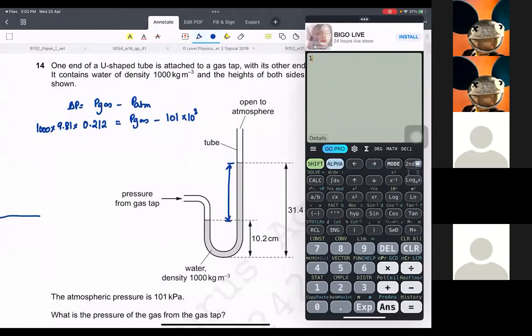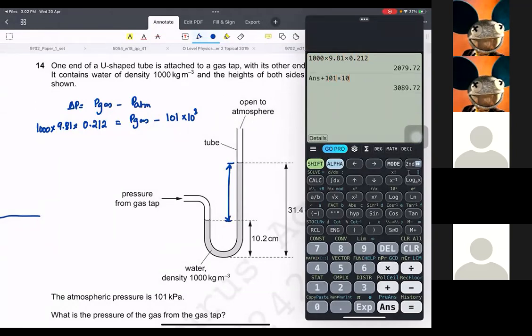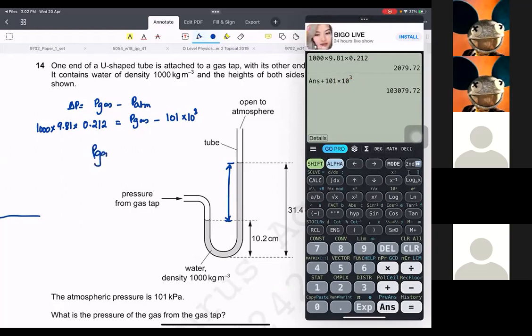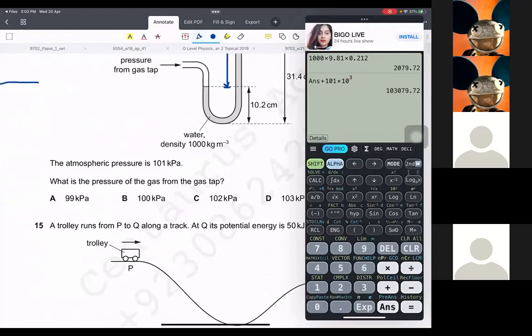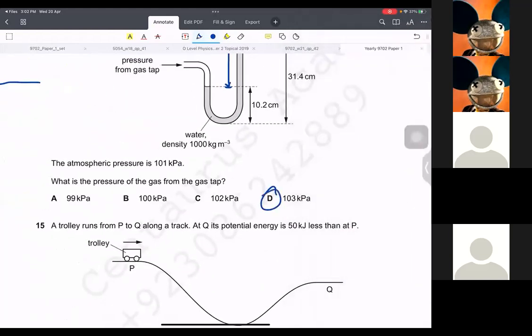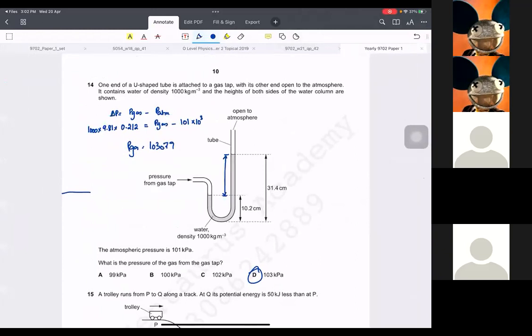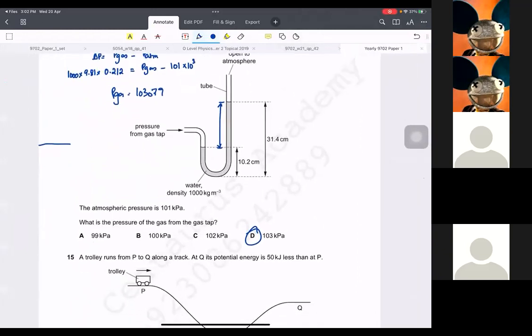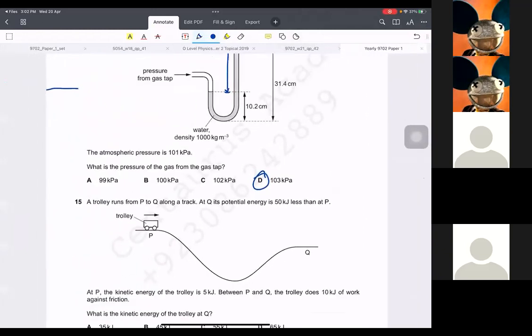Let's do it. 1000 multiplied by 9.81, multiplied by 0.212, plus 101 times 10 raised to the power 3. So I get this pressure, 103,079. Let's check what is the answer. 103, that should be 14. D. Please do check this one out as well.